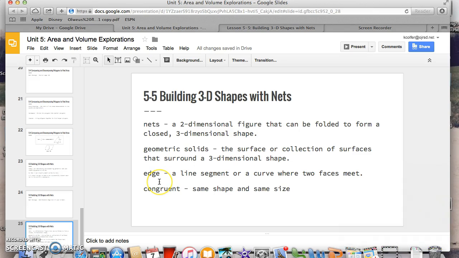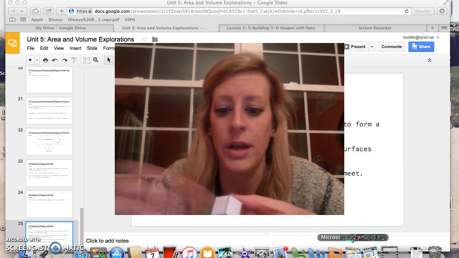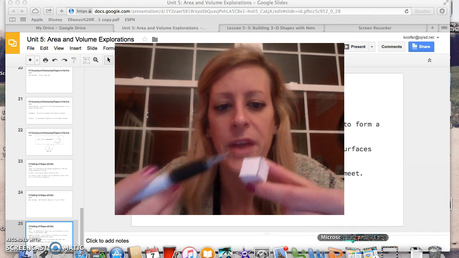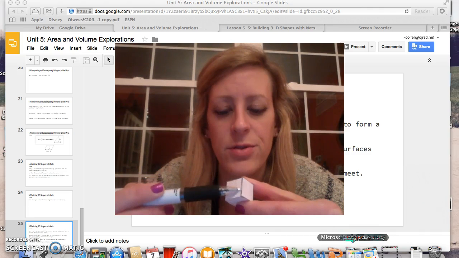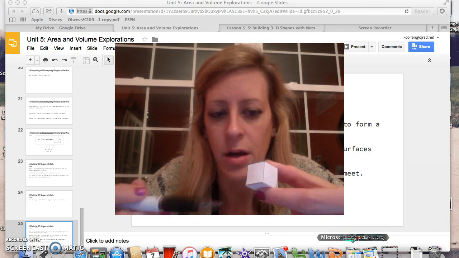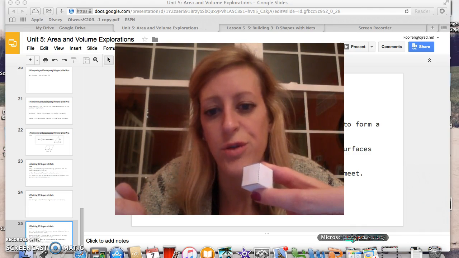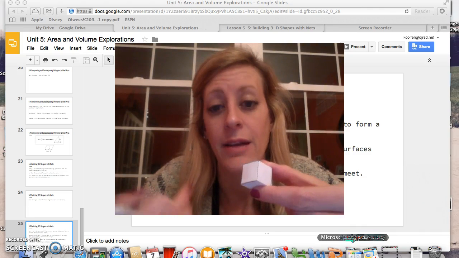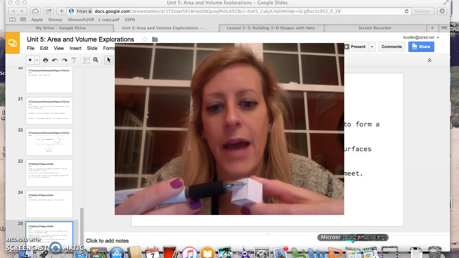The edge of that cube is a line segment or a curve where 2 faces meet. So I'm going to come back on the screen and show you what I mean when we're talking about an edge. So here's your cube. Now an edge is where you actually taped the 2 sides together, or they might have just been a fold, and this is an example of a fold here. This is an edge of our cube. It's where those 2 faces met, and here we used tape to connect them.